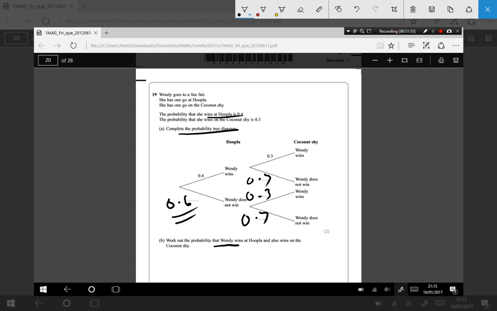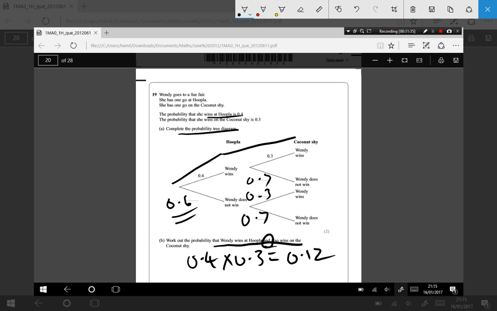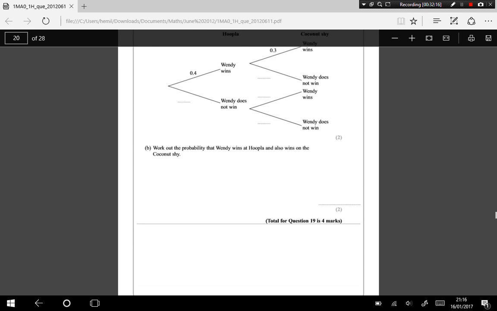So work out the probability that Wendy wins at hoopla and also wins at the coconut shy. So what we have to do is go here and here. So we just have to do 0.4 times 0.3, which is 0.12. And since we're using an and, we have to multiply. Don't forget, if it was or, you add. If it's and, you multiply.